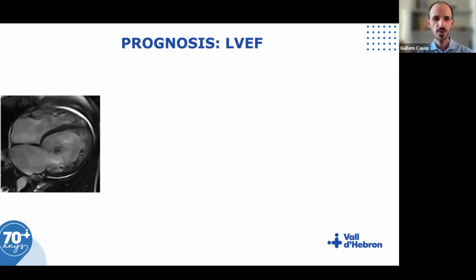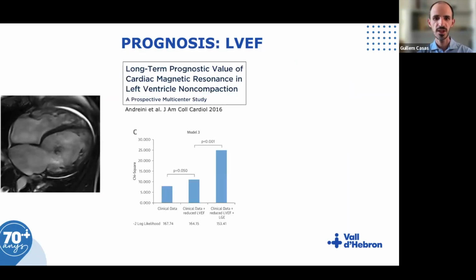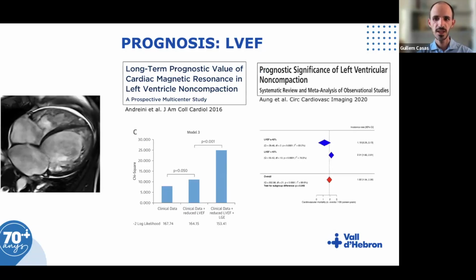Okay, now we will move on to prognosis, and as expected, LV ejection fraction is one of the most powerful and consistent predictors of adverse outcomes, and this was very nicely described in this prospective multi-center CMR study, where ejection fraction was found to be an independent predictor of outcomes, which conferred an additional discrimination in risk stratification beyond clinical data. And also in this very large meta-analysis of more than 2,000 patients, those with an ejection fraction below 45% had a significantly increased risk of cardiovascular death.